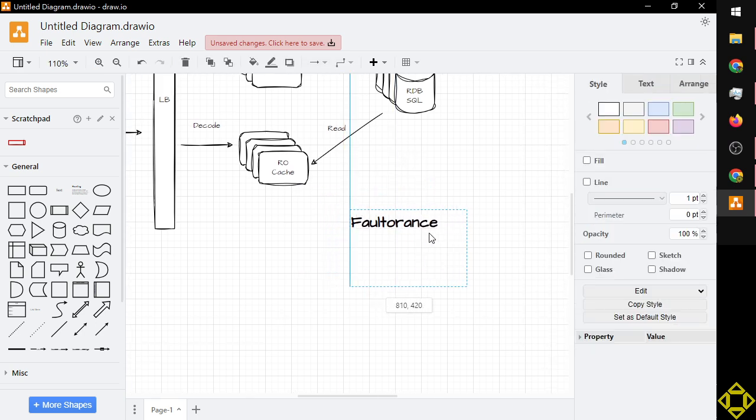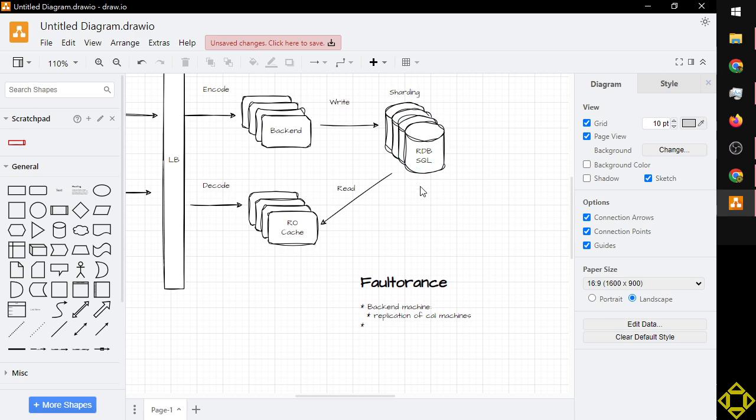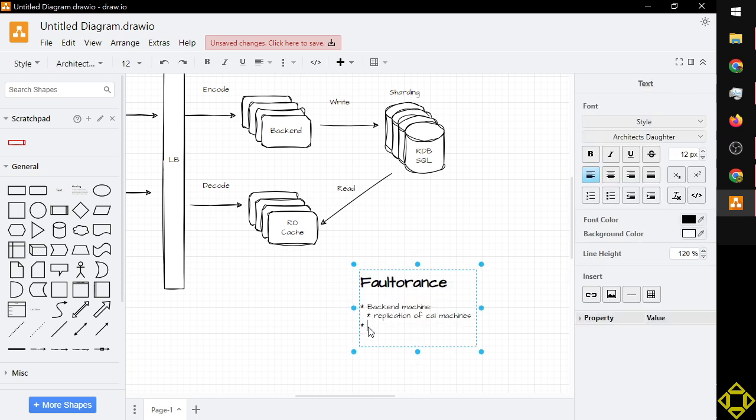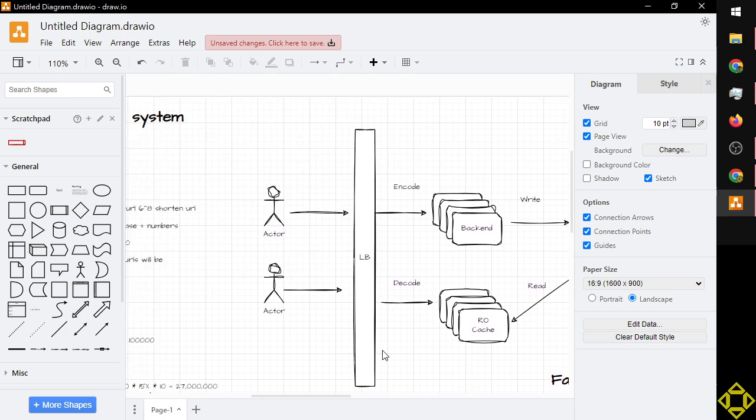There are maybe possible solutions. It's about the calculation part. It's about the backend machines. Of course, they will have replications of calculation machines, and also it's possible for the database. It's possible to have many solutions such as replications.